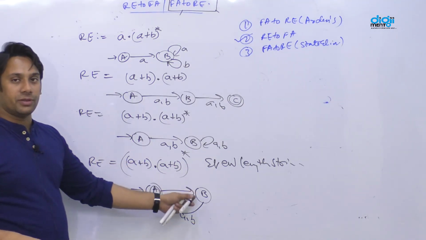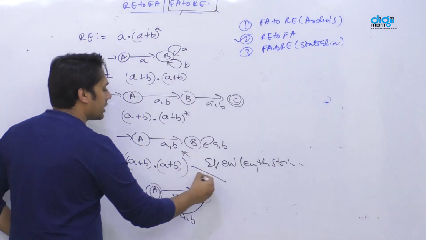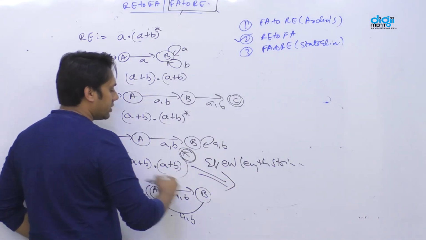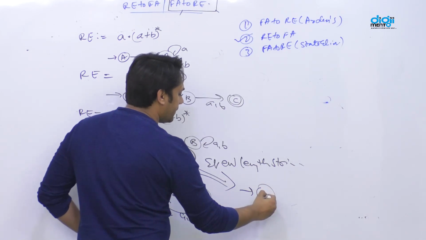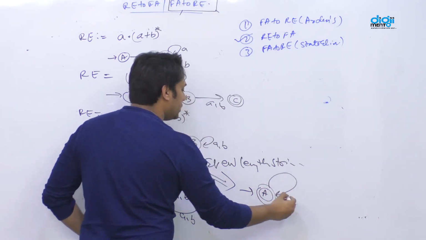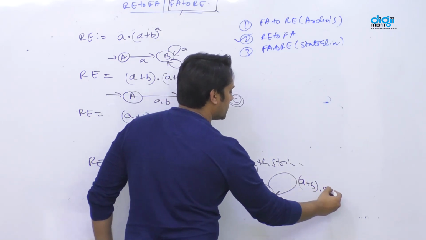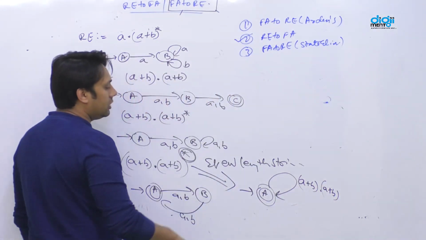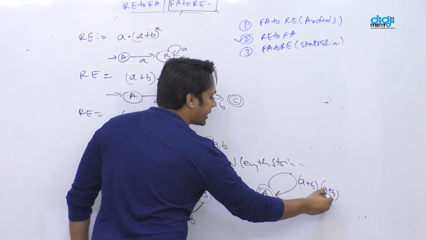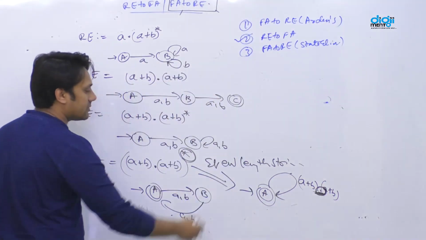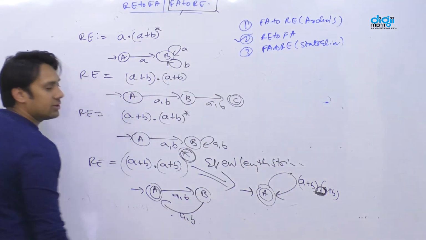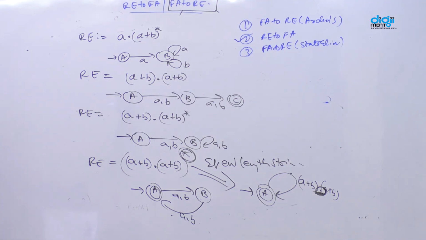Instead of directly coming from here to here, you can also convert it this way, because we have a star here. So you can also write initial state is A, and on the loop you can write (A plus B) dot (A plus B). Now you can expand the loop because we have a concatenation here, which is a dot operation. So you can expand this loop by getting this state B. So in this way also you can do it.